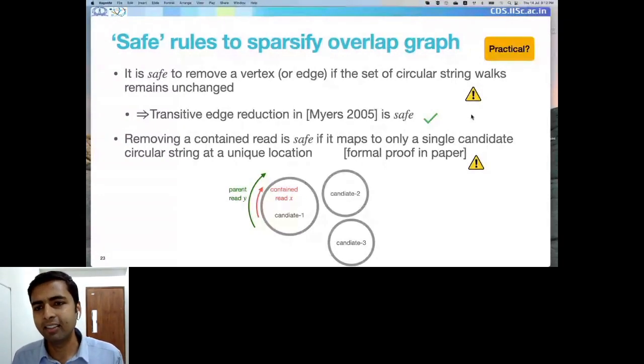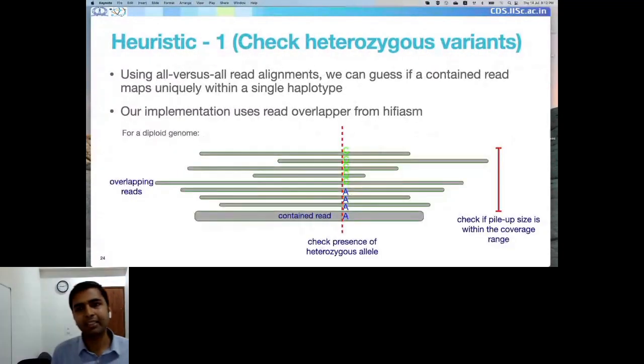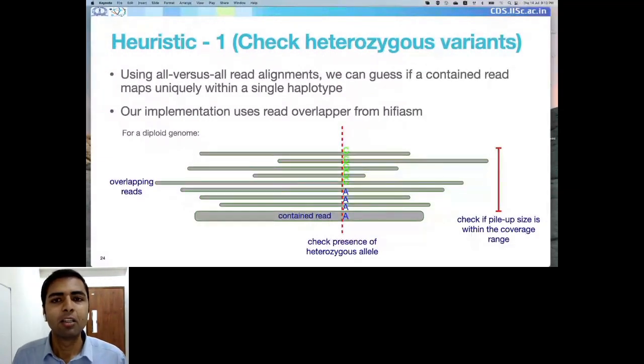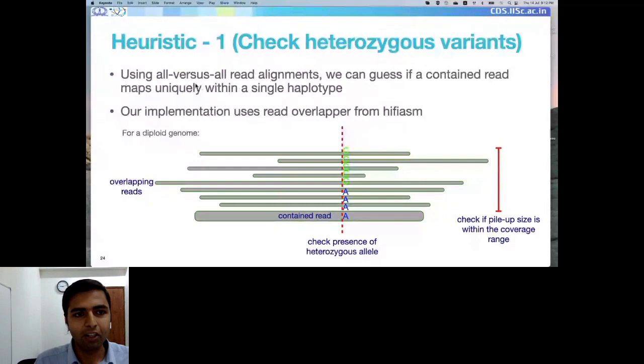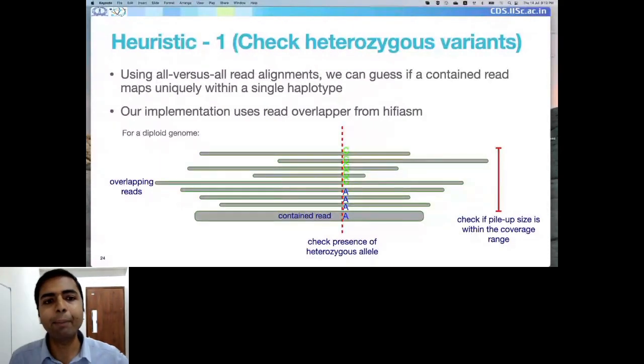So given the challenges in implementing these optimal rules, next we look for heuristics. Can we have heuristics inspired by these rules, which we can implement in software and test? The first heuristic that we test is inspired by the previous rule that we just discussed. During genome assembly, we always do all versus all read alignments. From these alignments, we can guess if a contained read maps uniquely within a single haplotype.